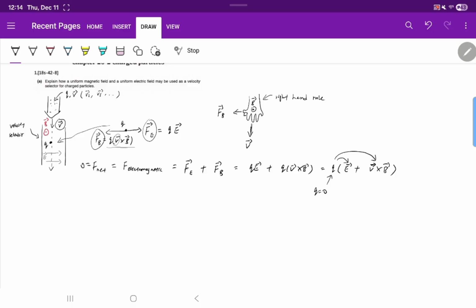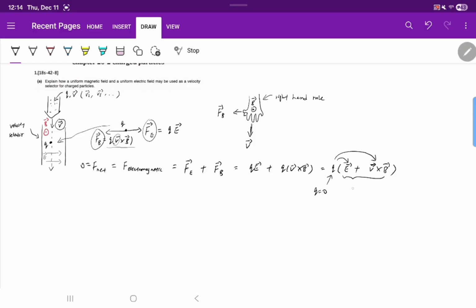Then definitely if you send a neutral charged particle moving through the selector, it doesn't matter how large your electric field or magnetic field is, they will not put a force on a neutral charge, right? So that's not the case that we will consider in this situation.